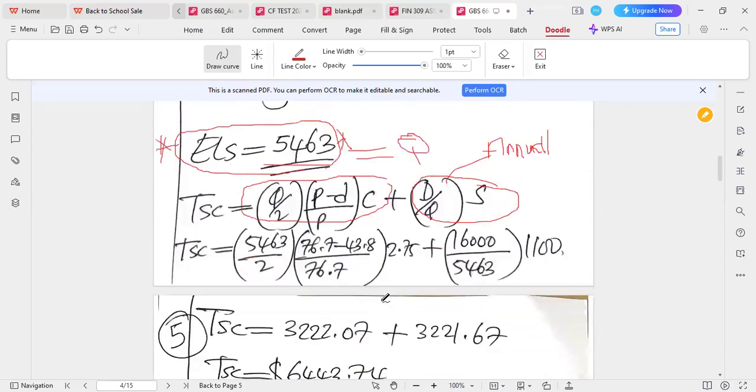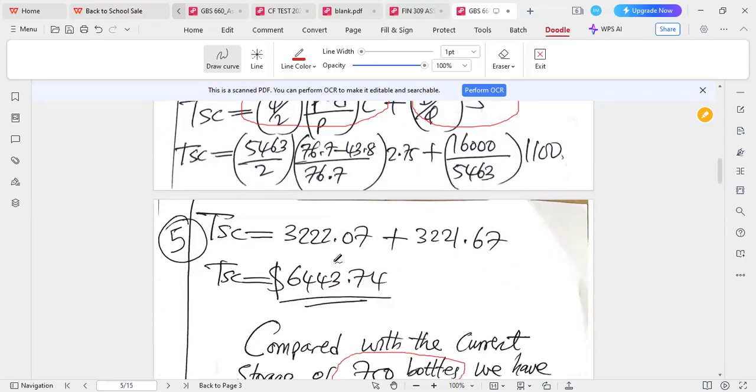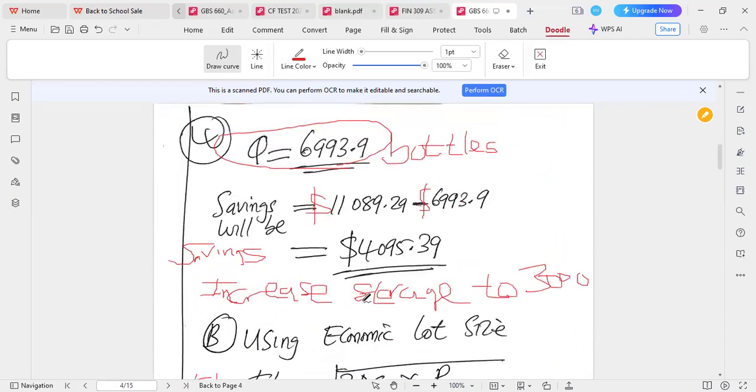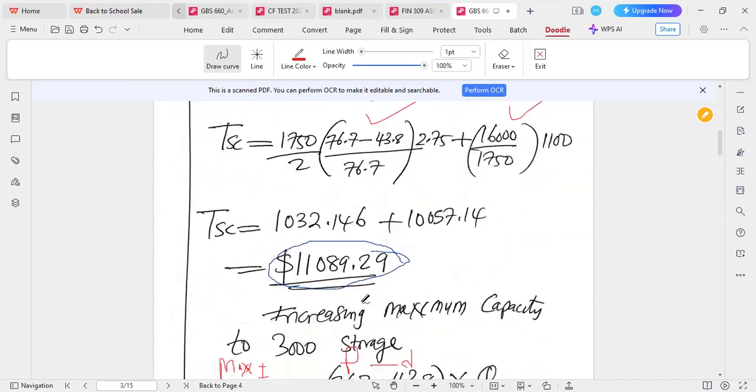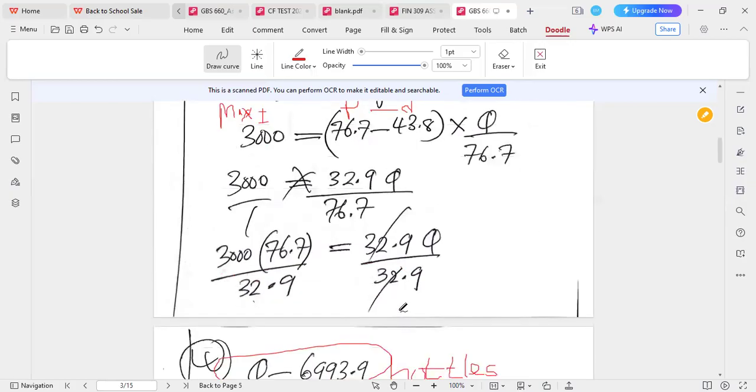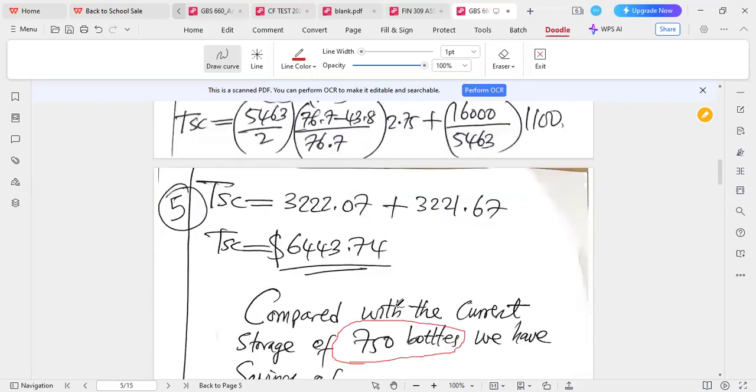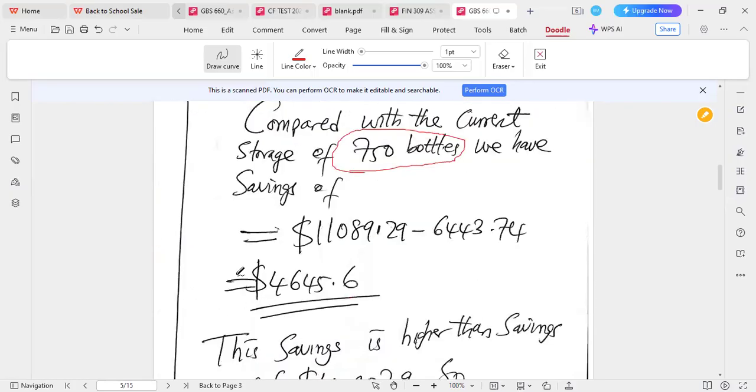So as we get to the economic lot size, we are able to see that we have a total stocking cost of 6,443 compared to the one that we found earlier of 11,089.29. So here we are simply looking at the difference, and our difference comes to savings of 4,645. That is our savings.